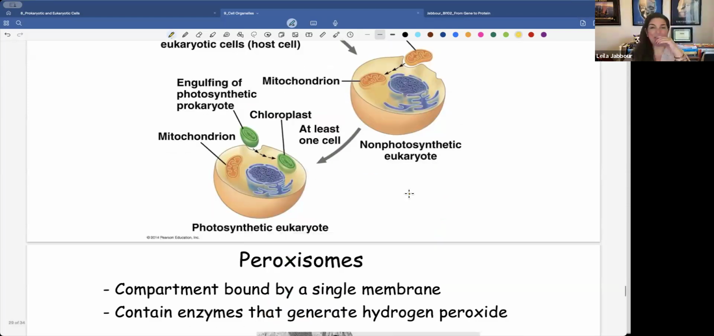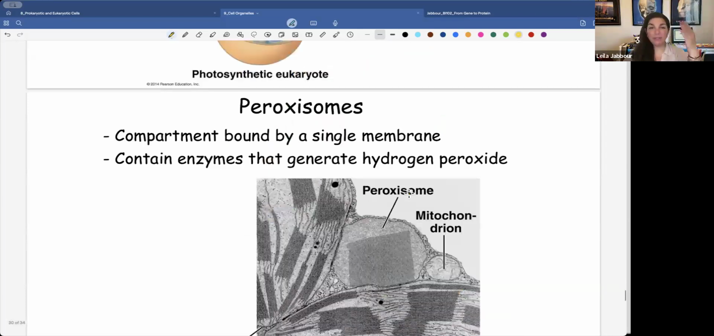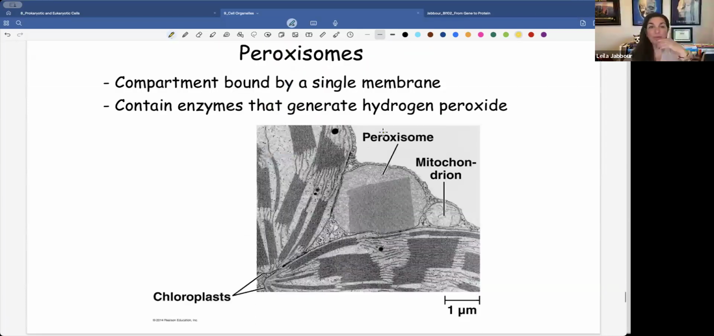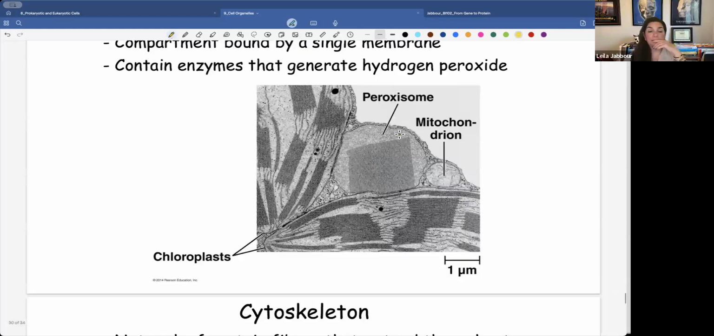All right. Peroxisomes, I didn't draw them on the original diagram. It's usually just one single membrane. They contain enzymes that generate a lot of hydrogen peroxide, and hydrogen peroxide allows for destruction of unwanted material.